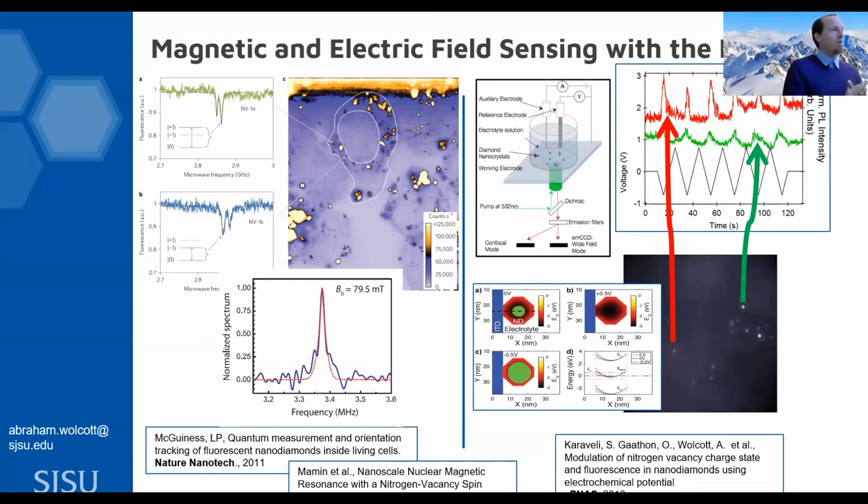So I want that to be another kind of thought in the back of your head, that even though these results are quite promising for using NVs as electric field sensors, the absolute efficiency was relatively low. And so I want to just put that into context.